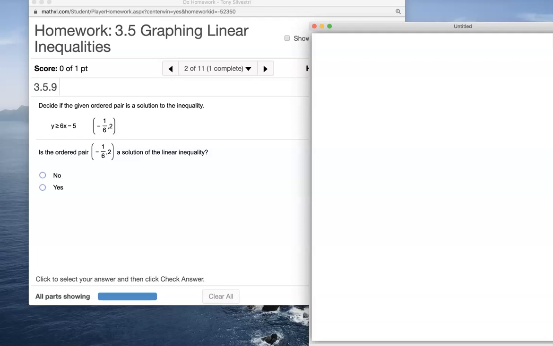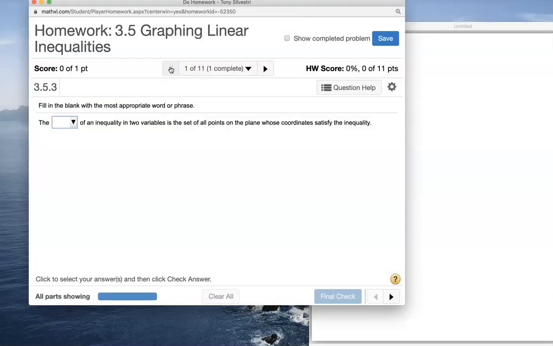Welcome to Graphing Linear Inequalities, section 3.5. Now, there's only 11 questions, but the issue with this section is that there's a lot of steps that you have to go through to answer these questions. So I'm going to start with problem 2 because problem 1 is one of these select type things that you just cannot get wrong. There's only two answers there. They give you two ways to answer it.